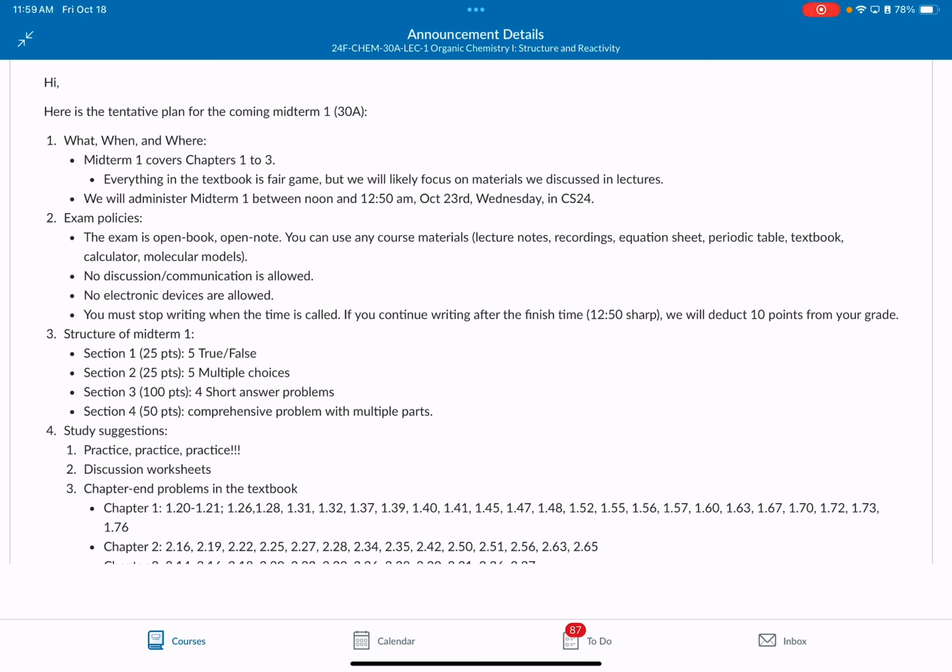So please read it so that you know what to expect for your midterm exam. And in there, as you can see, we started by looking at when, what, and where the exam is going to take place. Basically the same room. Just come to lecture as you already did. If you're watching the recording, come to lecture on next Wednesday.